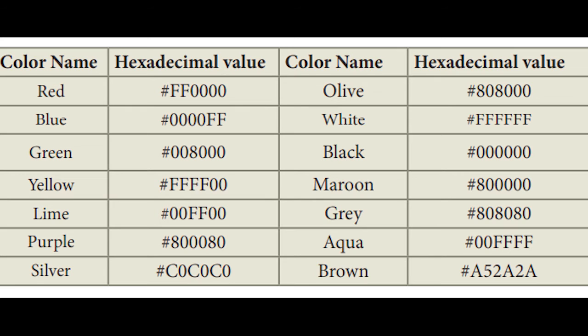The hexadecimal value, if it is olive, will be #808000, right? If it is blue, it is #0000FF. Like that, whatever color you need, you can just use this hexadecimal value. This is given in your book on page number 225, right? You can just check it out, and if you are writing the HTML code, you can use these codes also, and you can design the page with background colors, right?